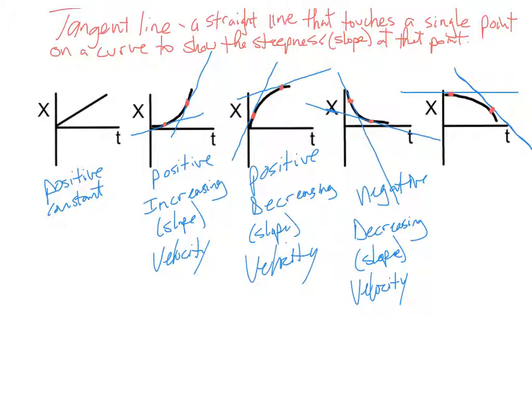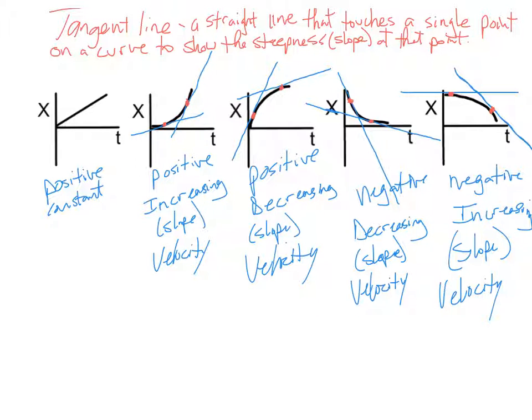So we're talking about a negative increasing. Running out of room on the screen. So negative and increasing slope, which again, that means we're talking about velocity.